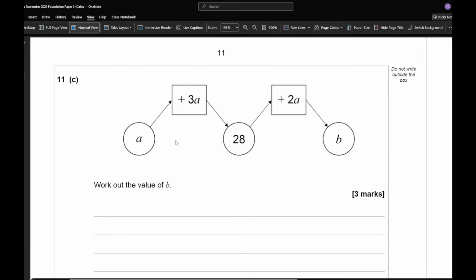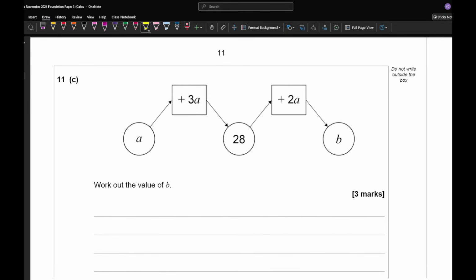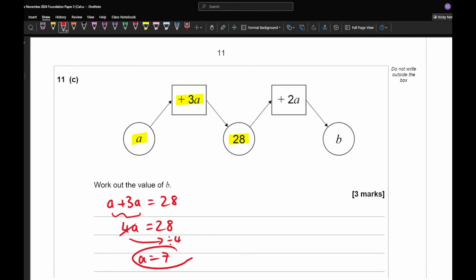Now for question 11c, it says work out the value of b. Okay, so what we need to do is we establish that this plus this gives me this. So what I know is that a plus 3a equals 28. This simplified gives me 4a, so 4a equals 28. Divide by 4, and I end up with an a value of 7.